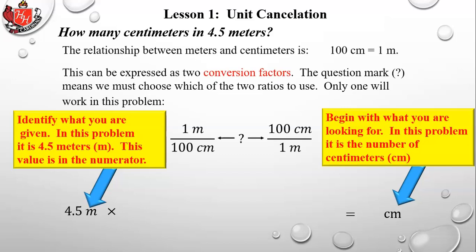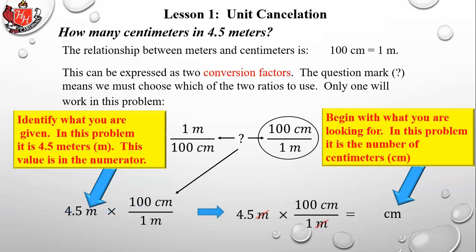The relationship between meters and centimeters is 100 centimeters equals 1 meter. This can be expressed as two conversion factors, the two that we just mentioned. The question mark means, which one do you choose? Now that you know how to cancel units of measure, you want to choose the one that cancels out meters at the beginning and ends up with centimeters at the end. So that would be this one. We're going to place it there, and now we'll rewrite it over here.